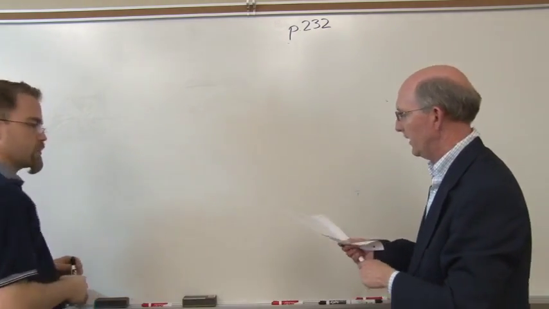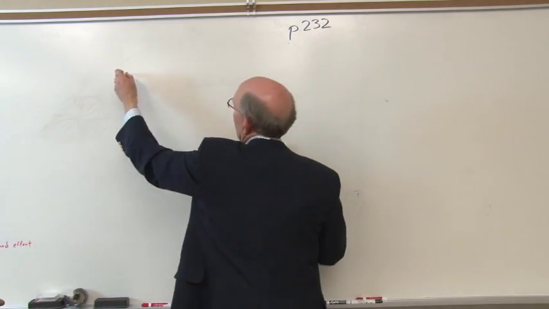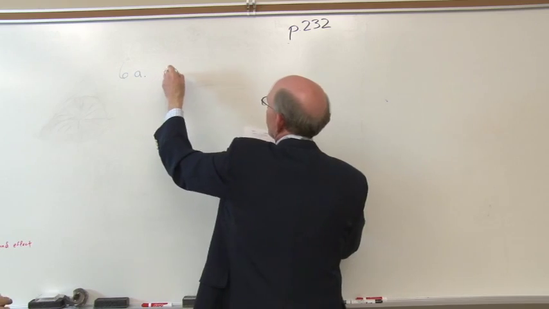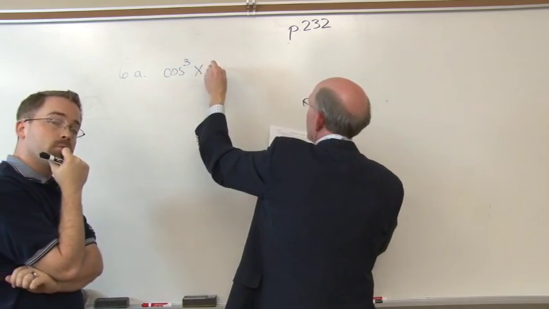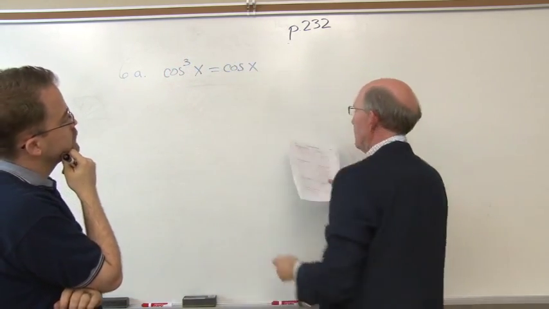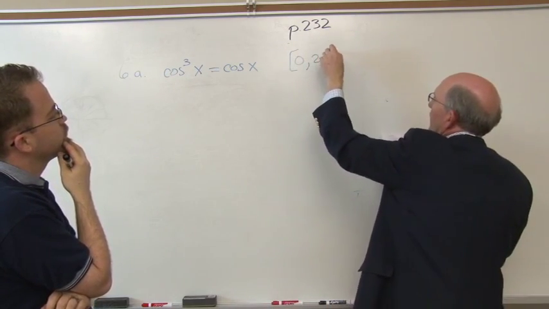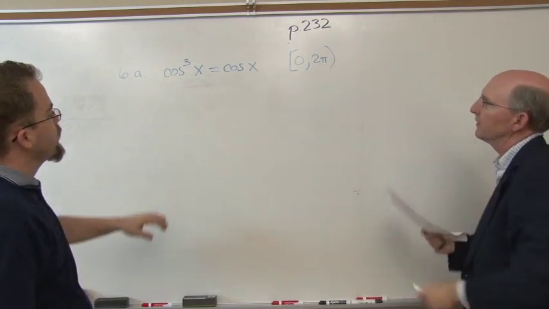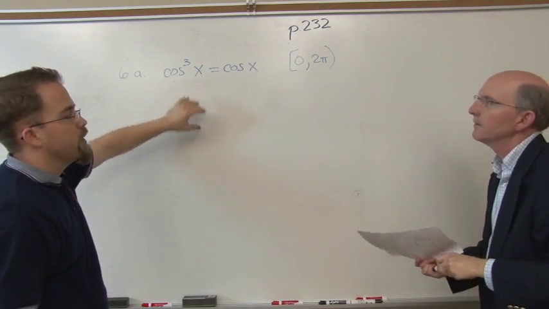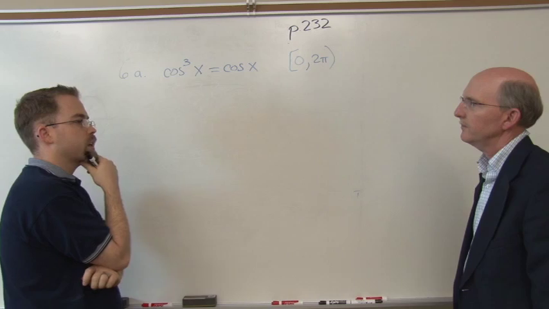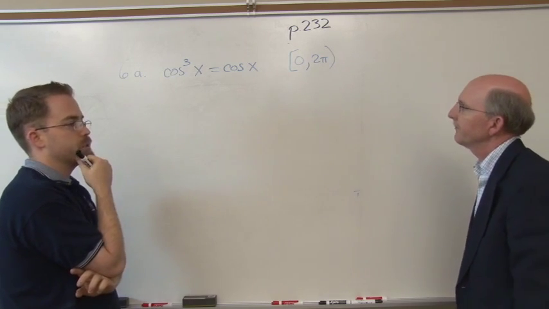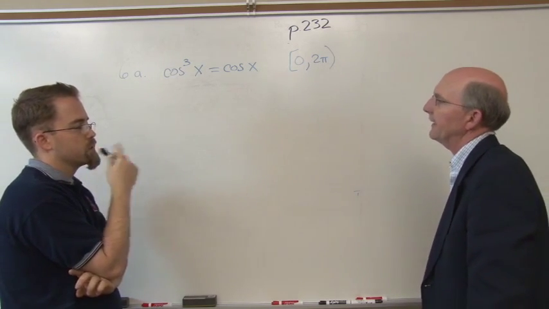So we're going to step it up here and look at number 6, part A. What happens if we have cosine cubed, and we want to know when it equals the cosine of x, and we'll use our normal period of 0 to 2 pi. All right, so I'm looking at this and I'm thinking there's some student out there who says, aha, let's just divide by cosine. That's a dangerous thing to do.